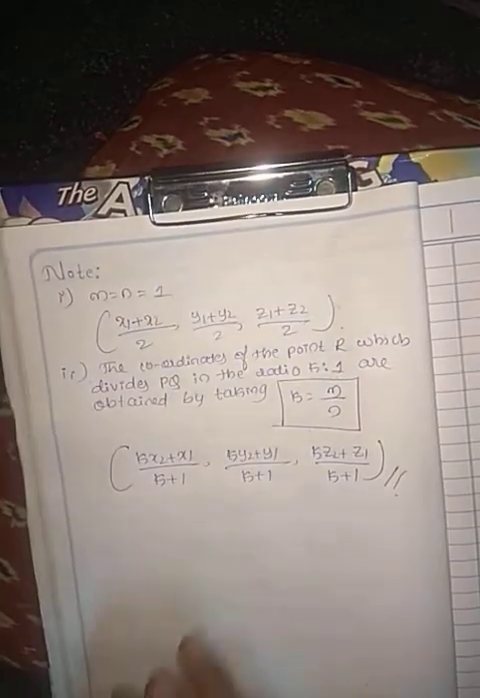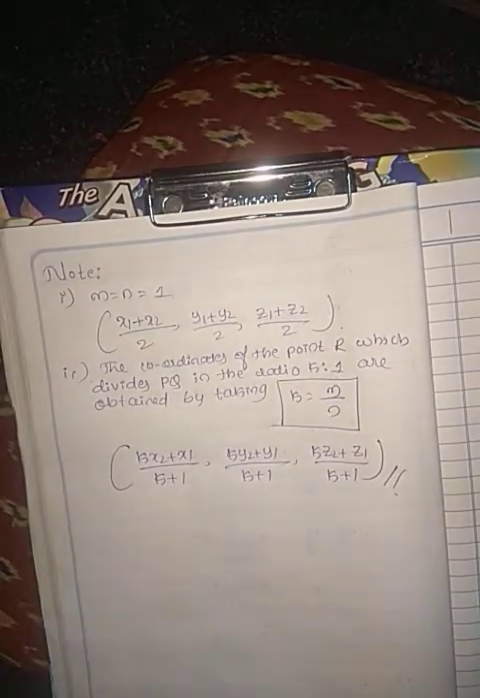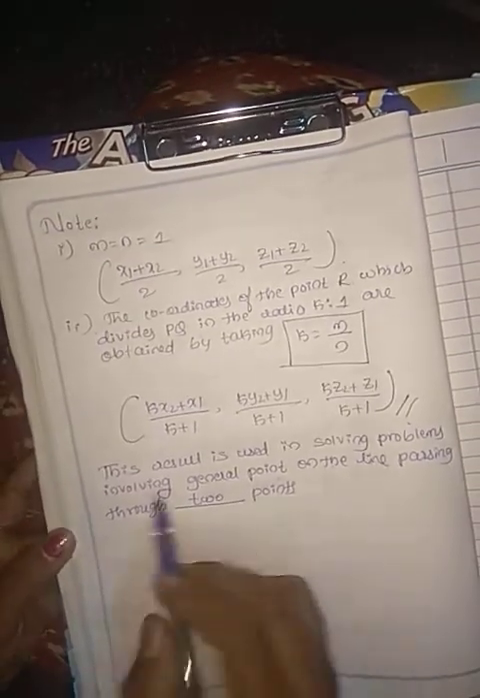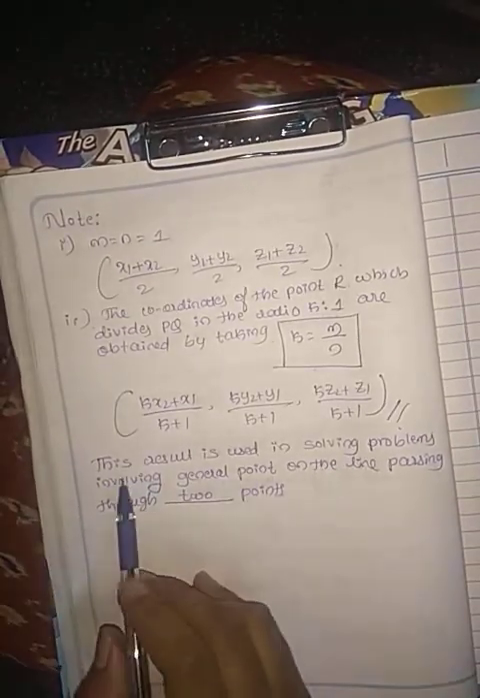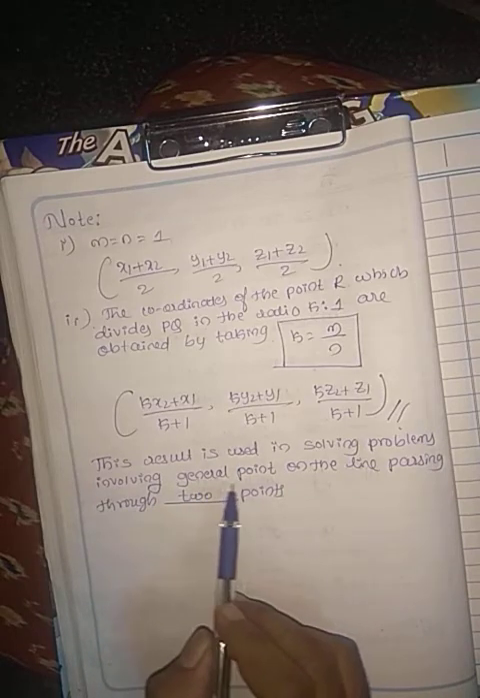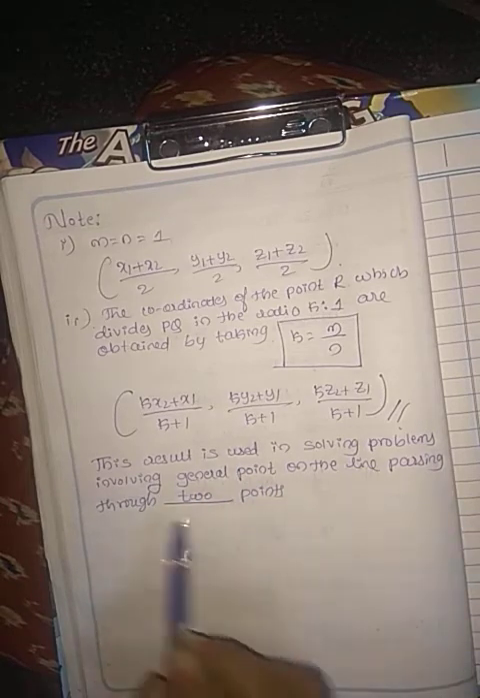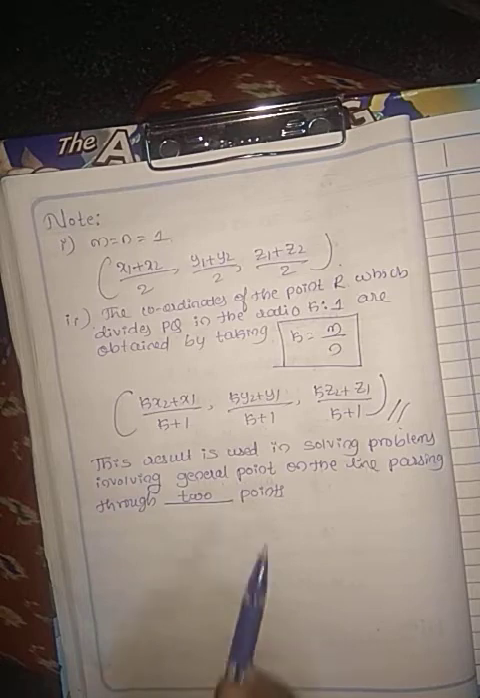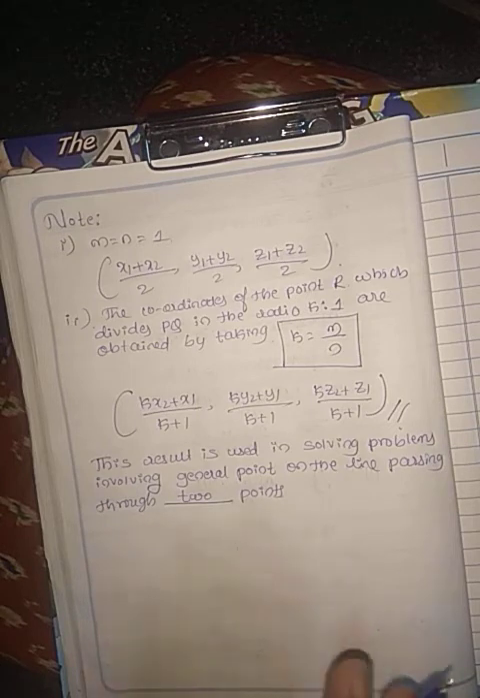So we have to use this result while solving problems involving the general point on the line passing through two points. If you want, you can note that equation. So remember this equation, that is, this result is used in solving problems involving the general point on the line passing through two points. In the next class we will solve examples on these results.